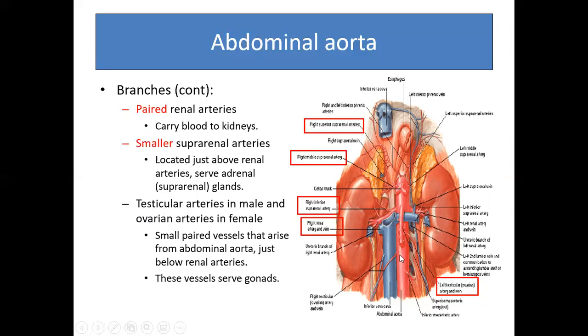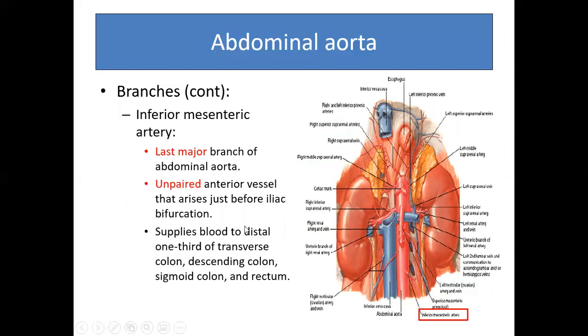We also have the testicular artery in the case of male, and the ovarian artery in female. This is the gonadal artery. For male it's the testicular artery, for female it's the ovarian artery. It's a small paired vessel, two in number also, that arises from the abdominal aorta just below the renal artery. And this vessel supplies the gonads.